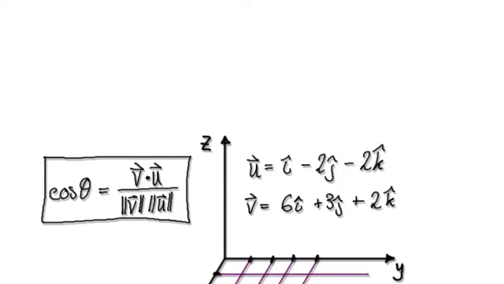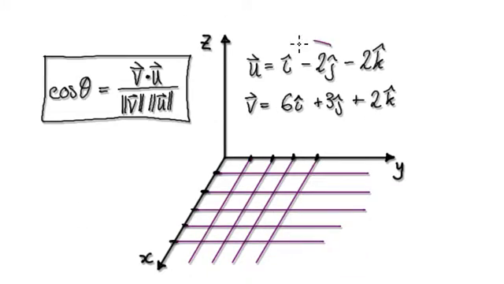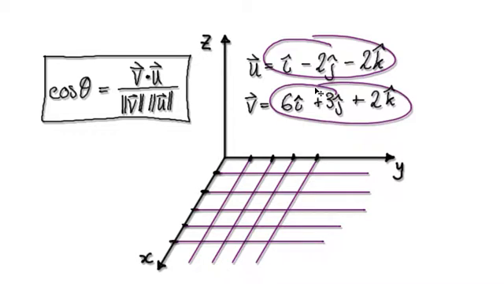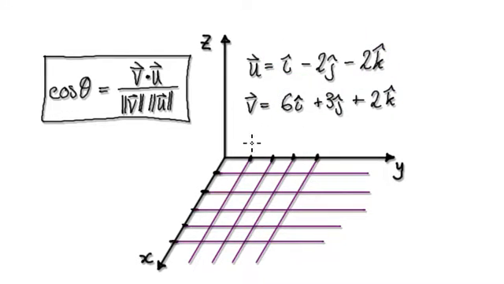Okay, let's give you guys some practice now. So here you've got two vectors. This is your first vector, this is your second vector. Work out the angle between them.